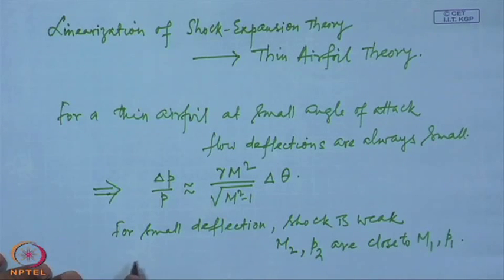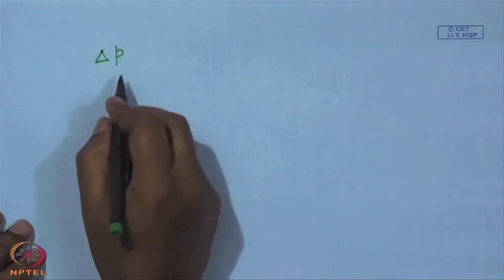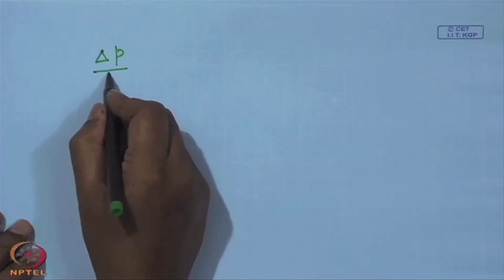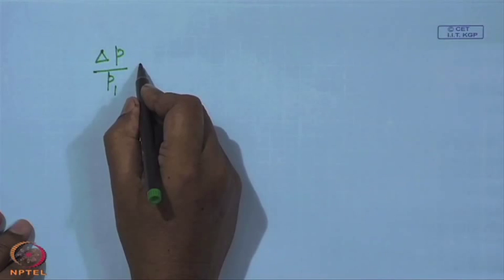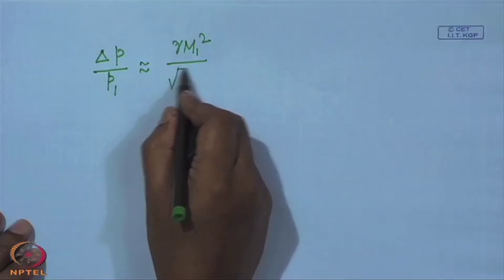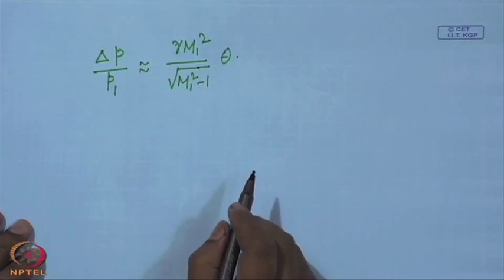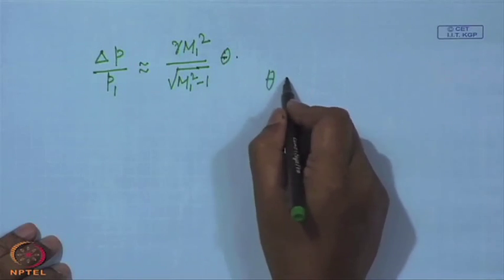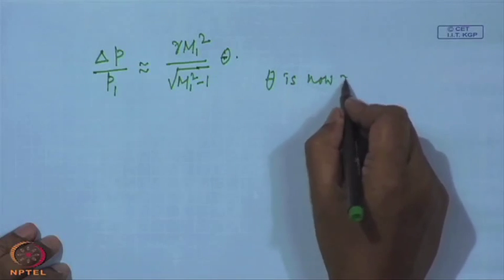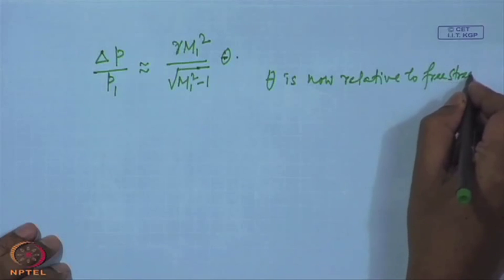Using this approximation, we can even write that delta P by P1 is approximately equal to gamma M1 square by, now theta is now relative to free stream.